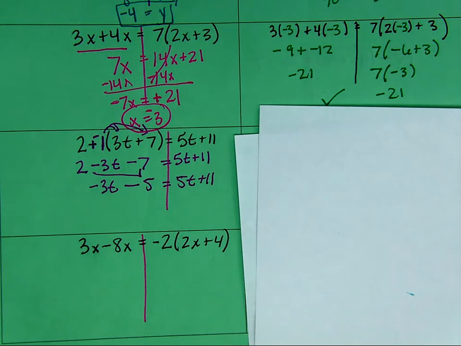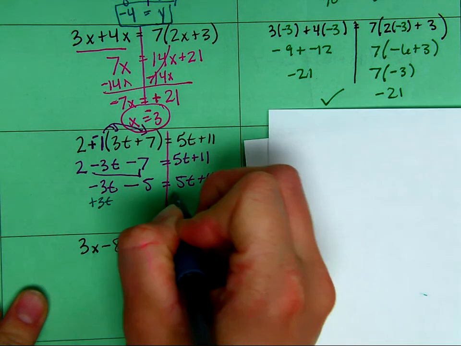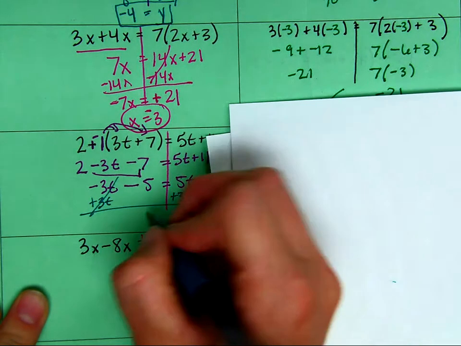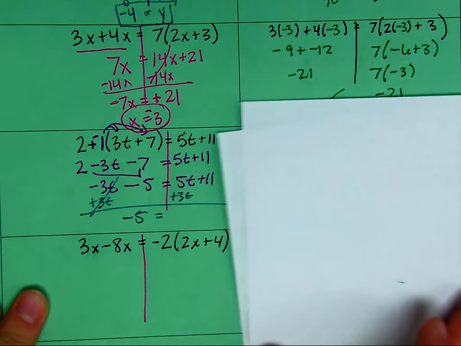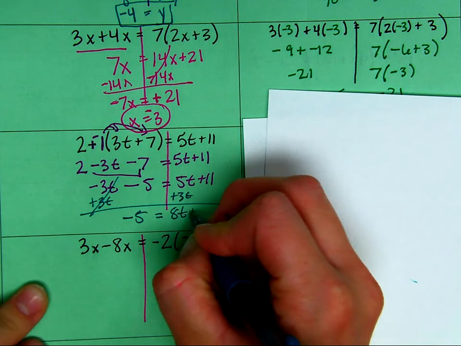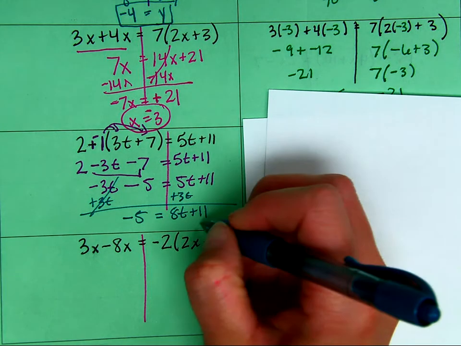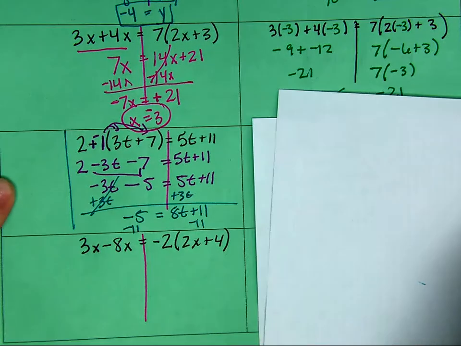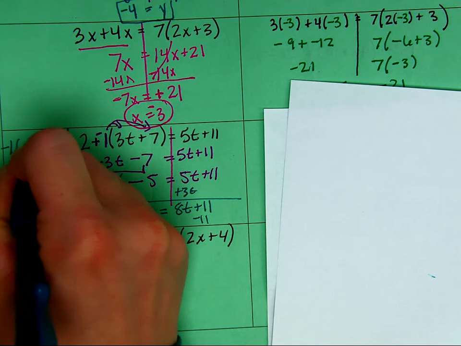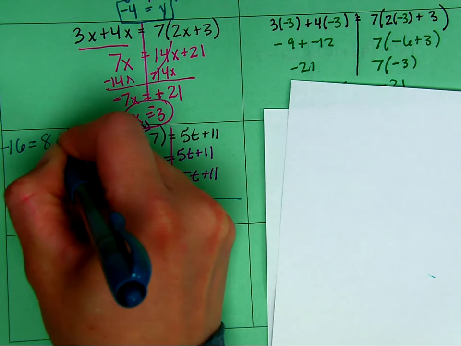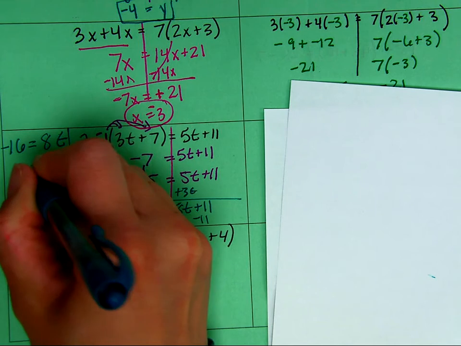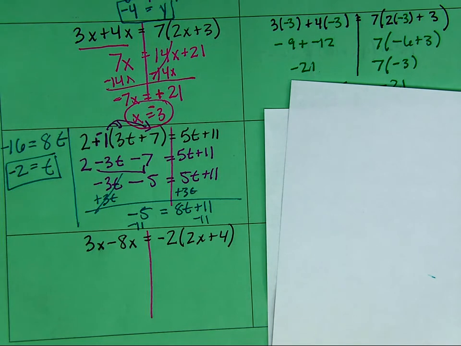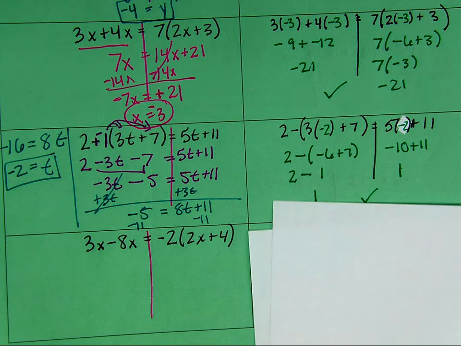So I had to distribute, I had to combine like terms, and now I can get my variable on the same side. So I'm going to add 3t. Negative 5 is equal to 8t plus 11. So subtract 11 from both sides, and I'm going to come up over here because I'm running out of room. On this side, I'm going to get my negative 16 and my positive 8. So when I divide, t is negative 2. You see that works out on the other side.